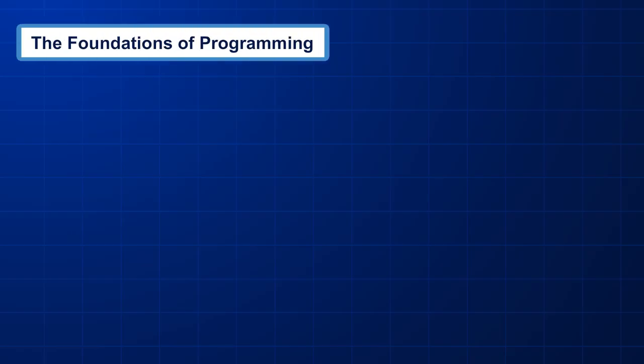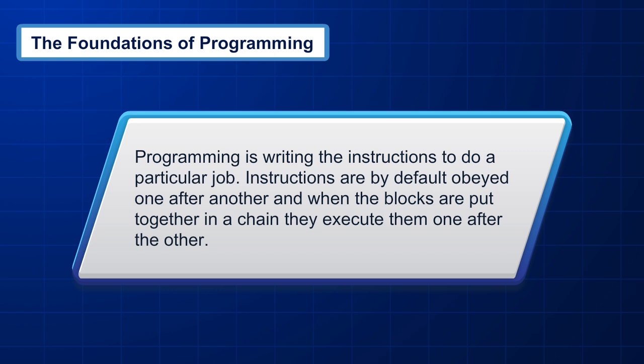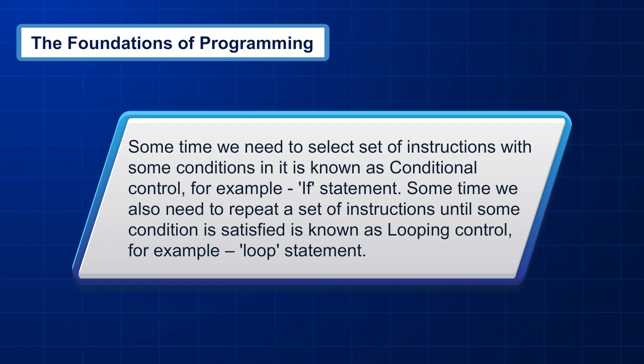The foundations of programming. Programming is writing the instructions to do a particular job. Instructions are by default obeyed one after another, and when the blocks are put together in a chain, they execute them one after the other. Sometimes we need to select a set of instructions with some conditions in it, which is known as conditional control. For example, if statement. Sometimes we also need to repeat a set of instructions until some condition is satisfied, which is known as looping control. For example, loop statement.